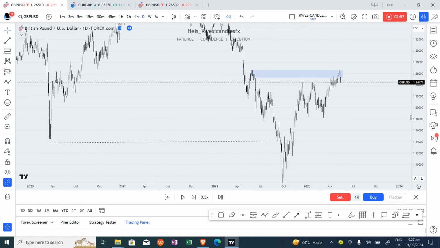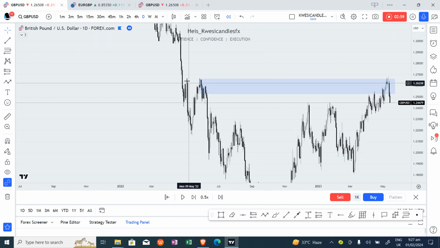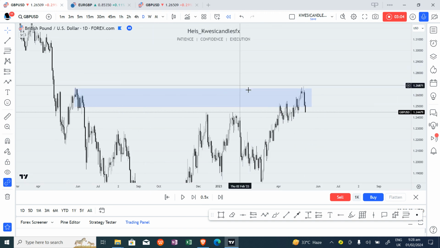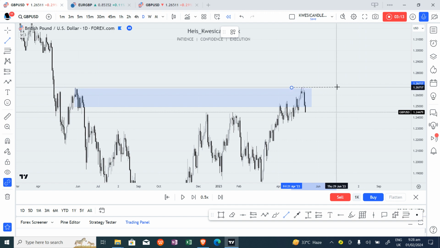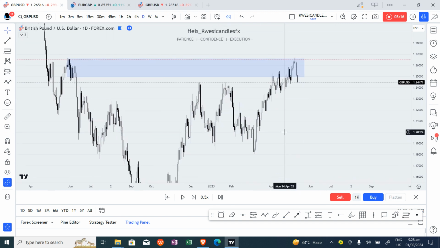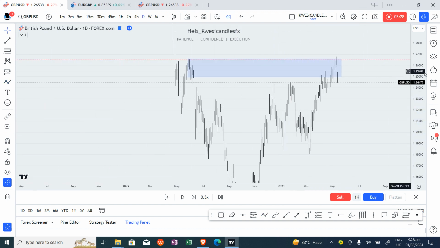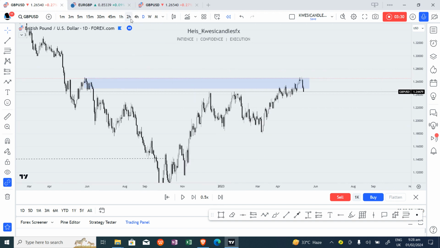But now you can see that the market reacted from these areas, and it took out liquidity from here and from here. So you can clearly see that as the market took out this liquidity, the probability that the market is going to continue to the downside and react from any of these areas is high. So let's see what the market will do in the near future.